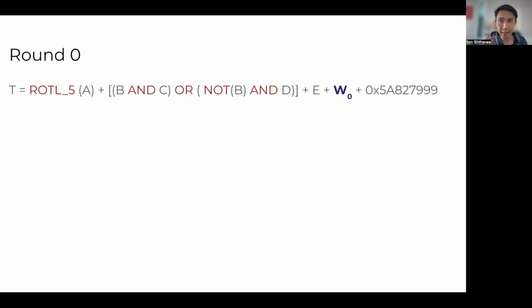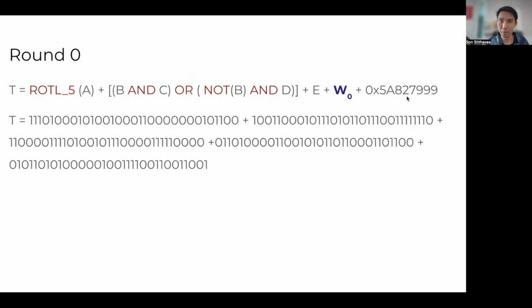Okay, first round. Let's see the example. These are the equations for the first round. We do a left rotation by 5, and then we have some AND, OR, and NOT AND. That's all we learned in bitwise operations. And now we take the first word that we already computed, take it out from the fridge, add a constant here in hexadecimal, and then we just combine it all together.